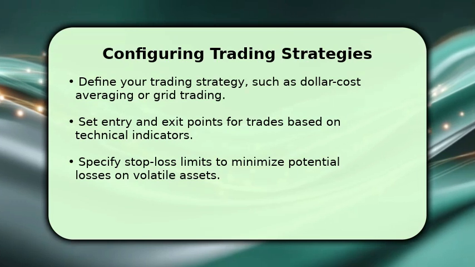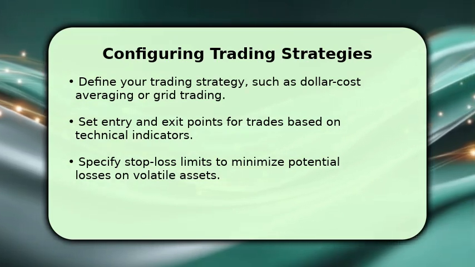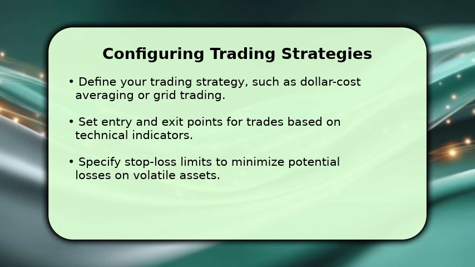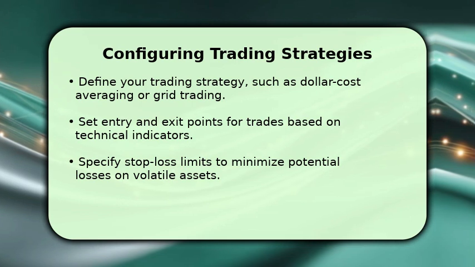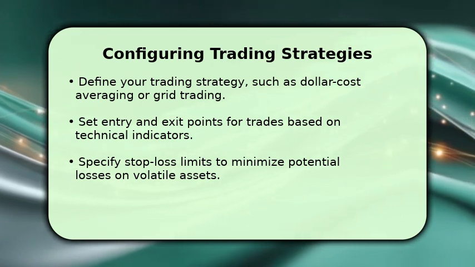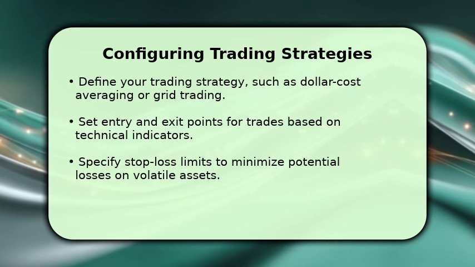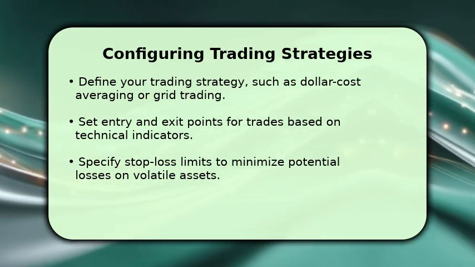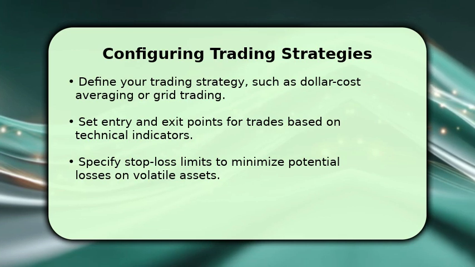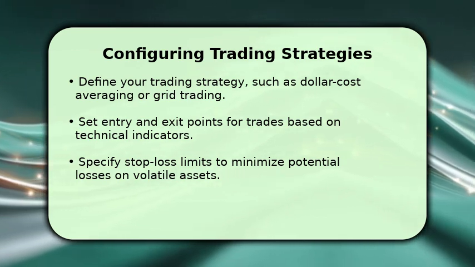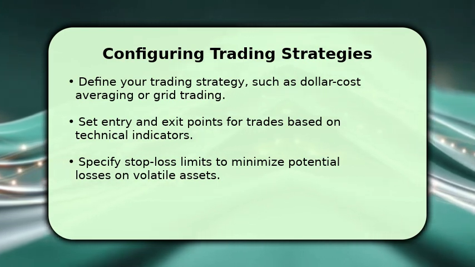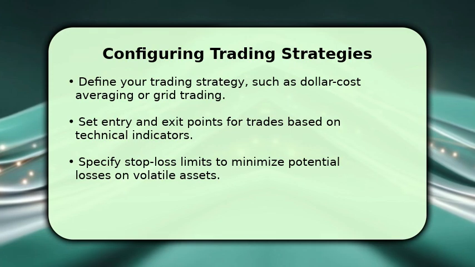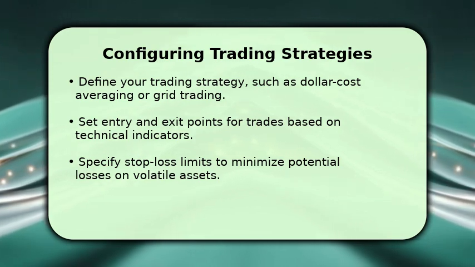Now let's configure your trading strategy. You can choose from various approaches like dollar cost averaging, where the bot buys small amounts regularly, or grid trading, which places multiple buy and sell orders. Set clear entry and exit points, along with stop-loss limits to protect your capital. Also, define profit targets to automatically secure your gains, aiming for 20% return or more.